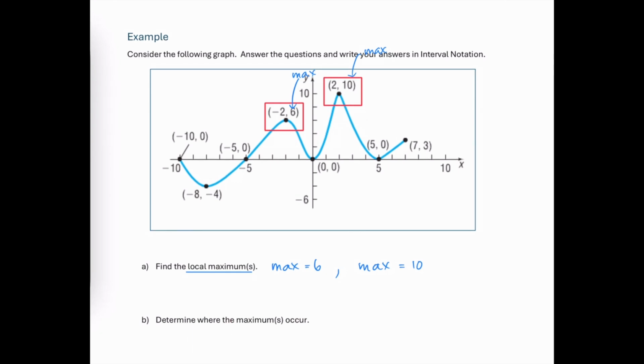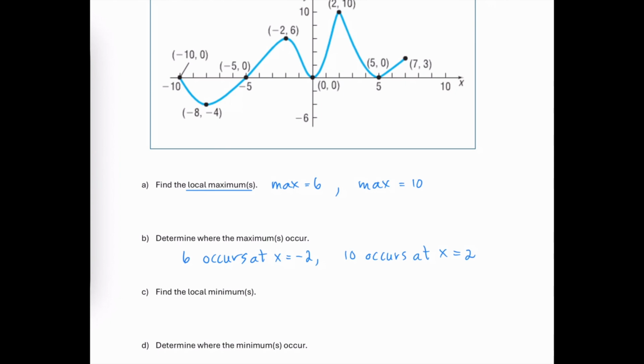Now, in order to say where these maximums occur, that's where we're going to use an x value. We say that this maximum value occurs at the x value -2. So we'll say that 6, the maximum value, occurs at the x value -2, and 10, the other maximum value, occurs at the x value 2. And now for part C and D, we're going to do the same thing but for the minimums. And for minimums, we're looking at valleys.